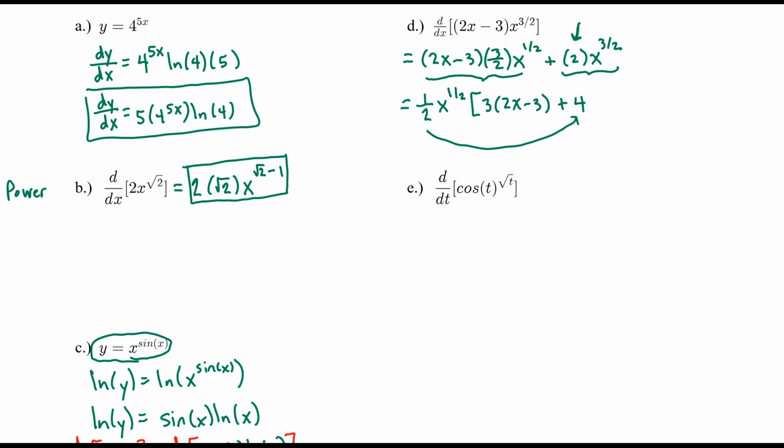And 1/2 plus 2/2, or 1, gives me 3/2. So we're going to end up with just a 4x there. So simplifying what's inside brackets here, we're going to distribute our 3. We have 1/2 x to the 1/2 times 6x minus 9 plus 4x. And finishing off, we have 1/2 x to the 1/2 times 10x minus 9.